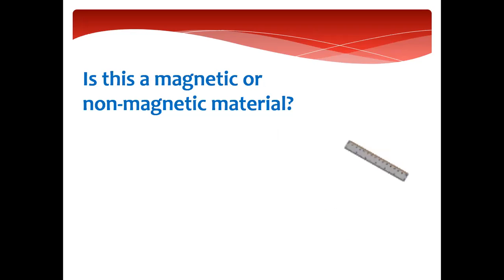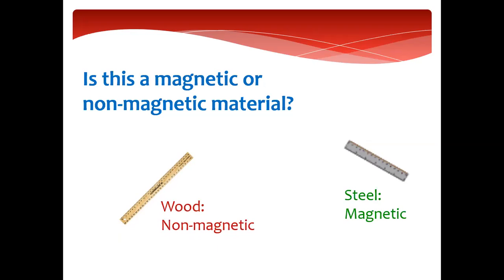Okay. Here is a ruler, and it's made of steel. Steel ruler. Is steel magnetic or non-magnetic? Remember with me, it's magnetic. Another example of a ruler, but now it's made of wood. It will be non-magnetic, because wood is non-magnetic. So take care, a thing can be made of two different materials. One of them can be magnetic and one of them can be non-magnetic, as those are rulers. Both of them are rulers.